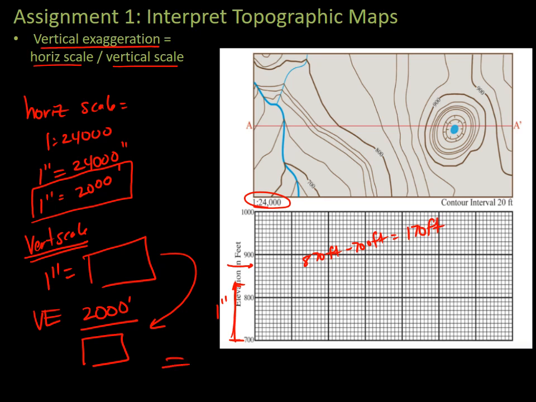You'll get a number which tells you how many times the profile has been exaggerated or stretched vertically compared to the horizontal. Okay? So depending on how you print this and how your printer scales the images that you print, you might get a slightly different number than your neighbor, or from me for that matter. But roughly speaking, the vertical exaggeration in this example is about 15. If you get something wildly different than that, go back and try again on your calculations.